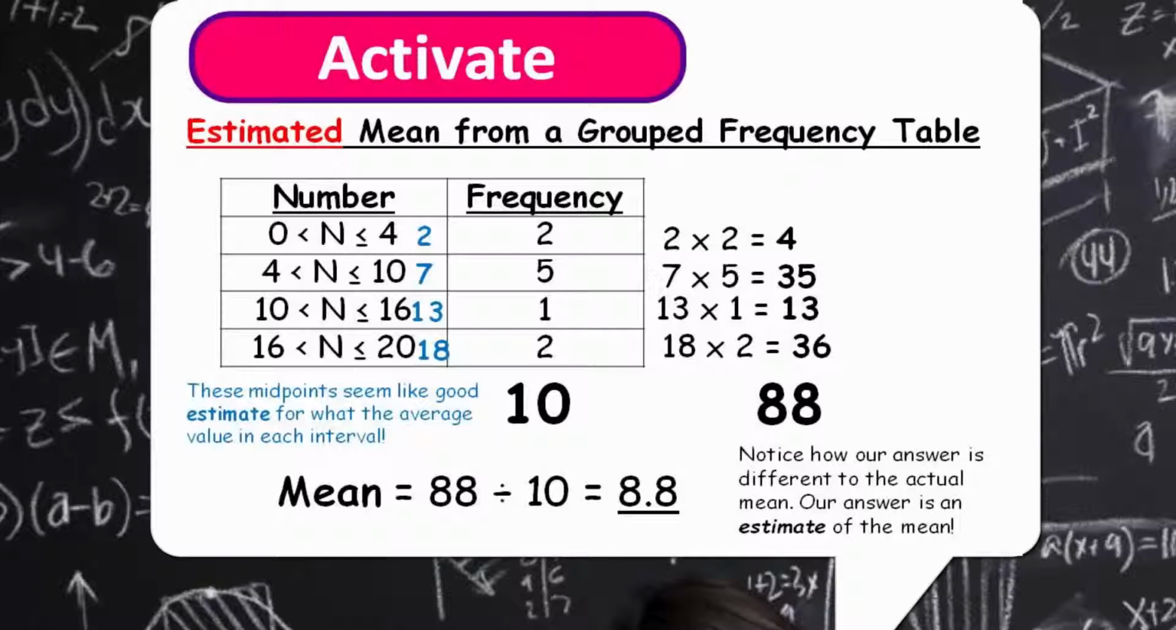The first thing that we need to do is calculate the midpoints of the class widths. Once we have the midpoints calculated, we then multiply them by the frequency. We add this up, we add the frequency up, and then we divide them.